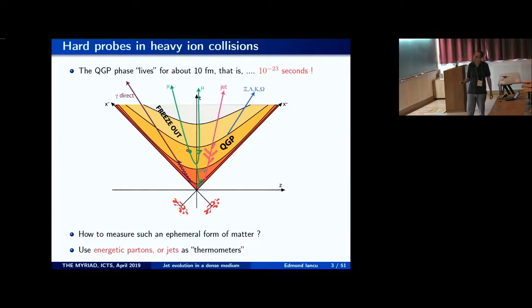So what are hard probes? This is a space-time cartoon of a heavy ion collision. This is the time and the longitudinal axis. So these are the two light cones, the left light cone and the right light cone, the left mover and the right mover, two nuclei which collide at time 0 at the point z equals 0.